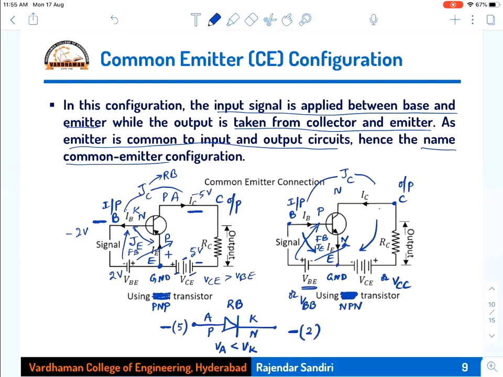So in all the cases, the emitter base junction should be forward biased and the collector base junction should be reverse biased. Wherever the terminals of the batteries are connected, whatever the batteries may be, we have to always check whether the collector base junction is reverse biased or forward biased, depending upon how much collector voltage is there and how much emitter base voltage is there. These two we have to compare and see whether VA is less than VK or VA is greater than VK. Okay, that is about that.